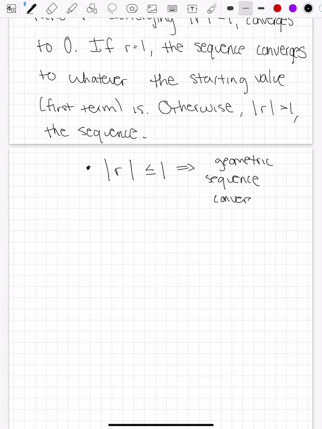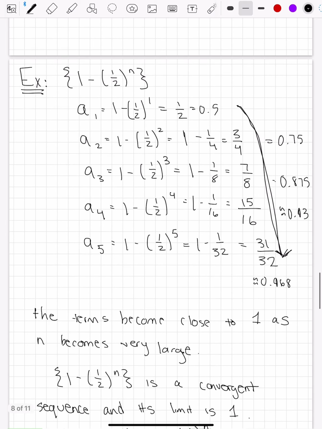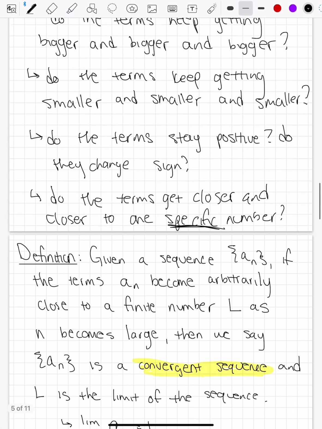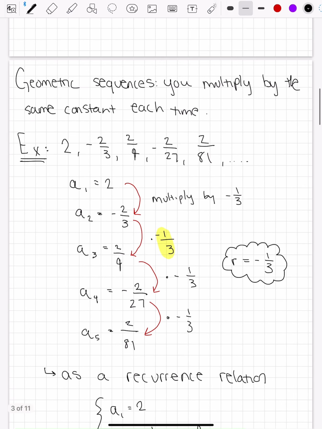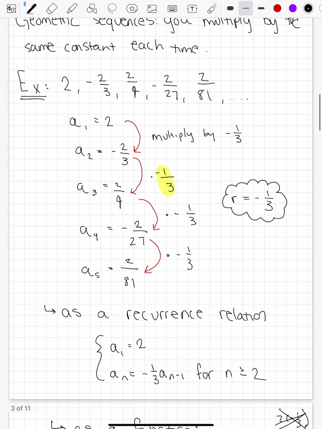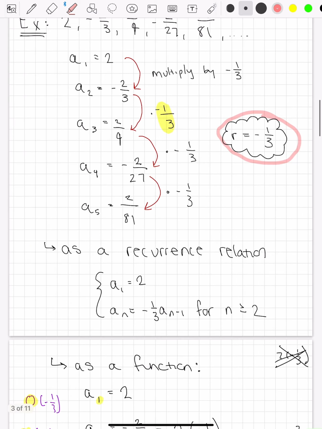So let's look back at our example to see what's going on, right? Where was our geometric sequence that we were looking at? Okay, here. Right here, we had a geometric sequence where the ratio was -1/3. So we don't even have to do much to see whether it converges or not. In this example, since the absolute value of -1/3, which is 1/3, is less than 1, we know that this sequence converges.